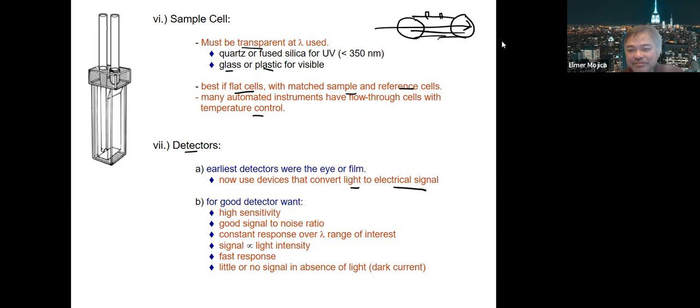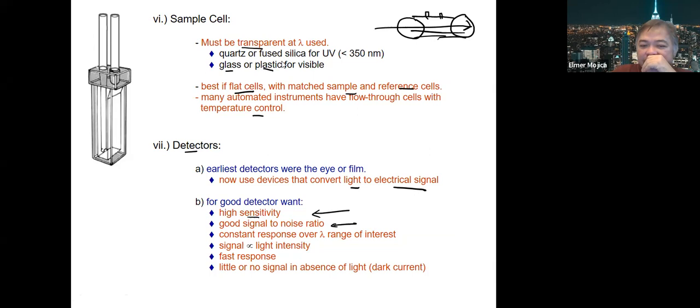Okay. So the way that we're going, they were able to develop a detector that is more sensitive than the eye. Because one requirement of a good detector is high sensitivity. Okay. Why? What happens if your detector has high sensitivity? Anyone? You can measure a small amount of substances. Okay. And if you have high sensitivity, usually you have a good signal to noise ratio.